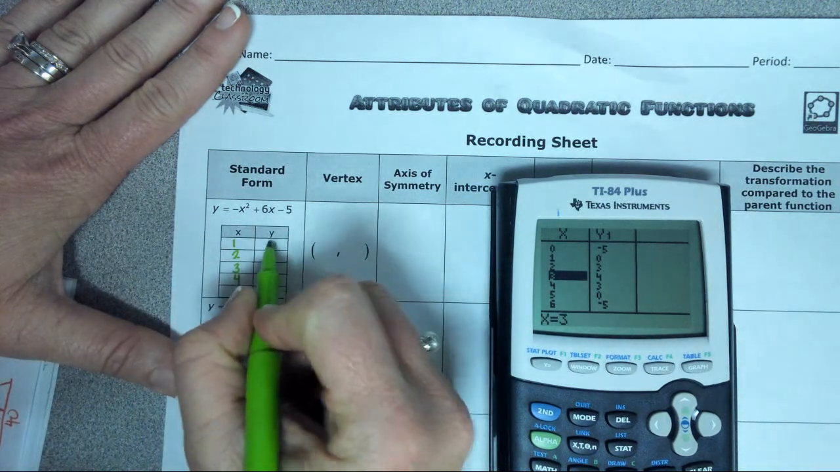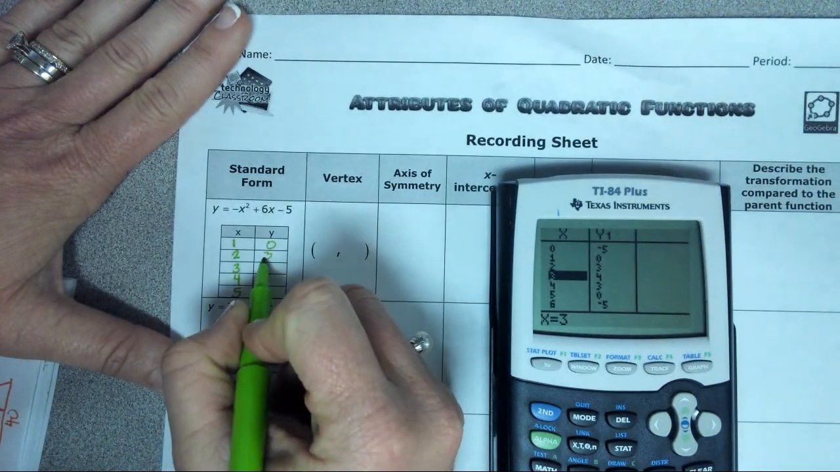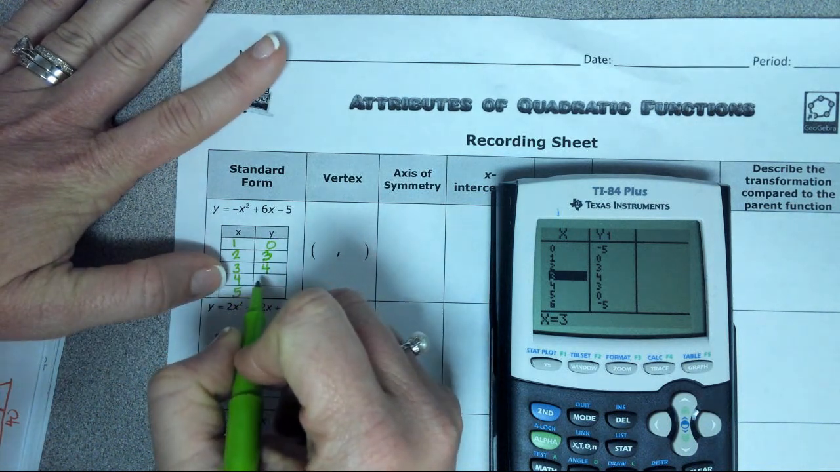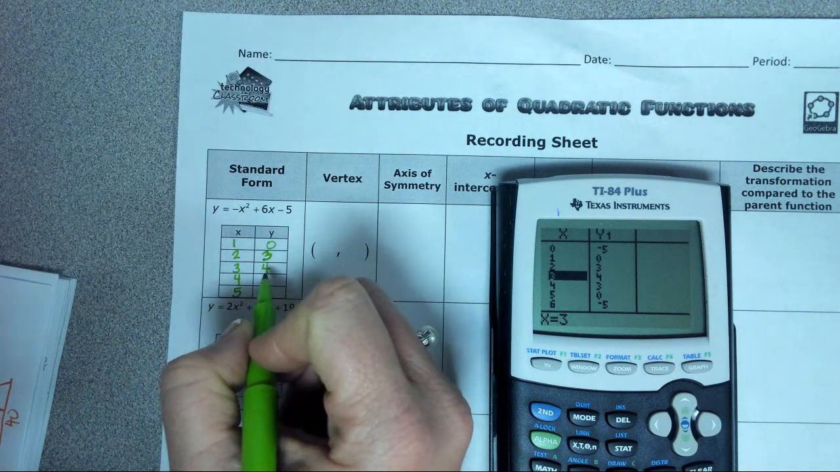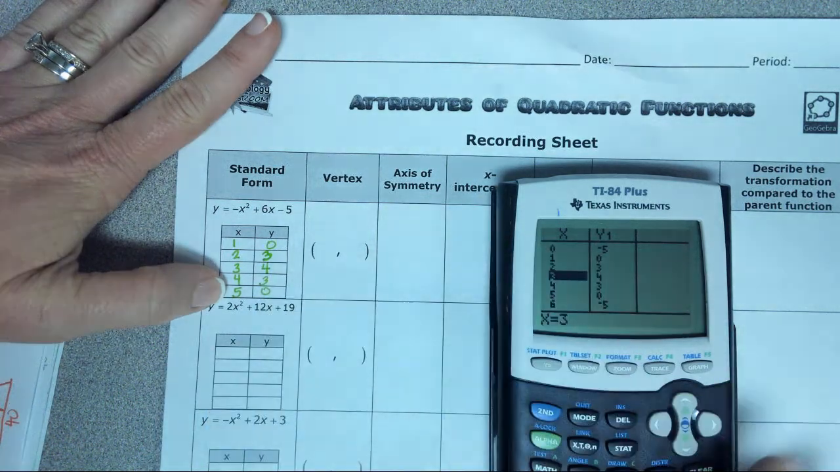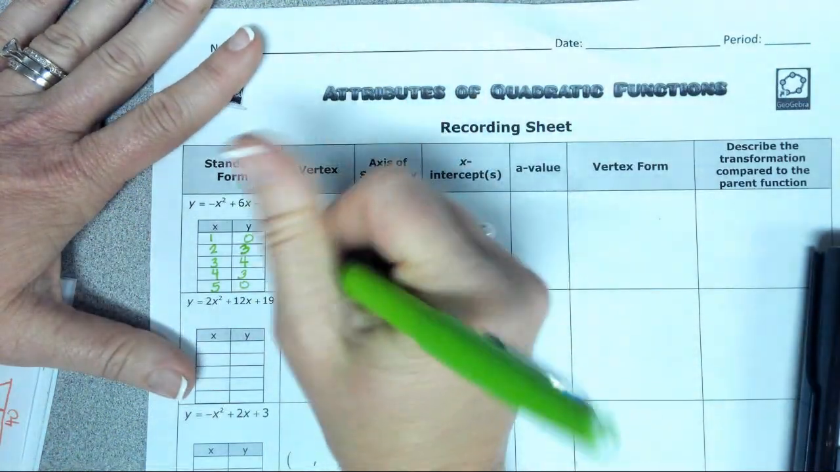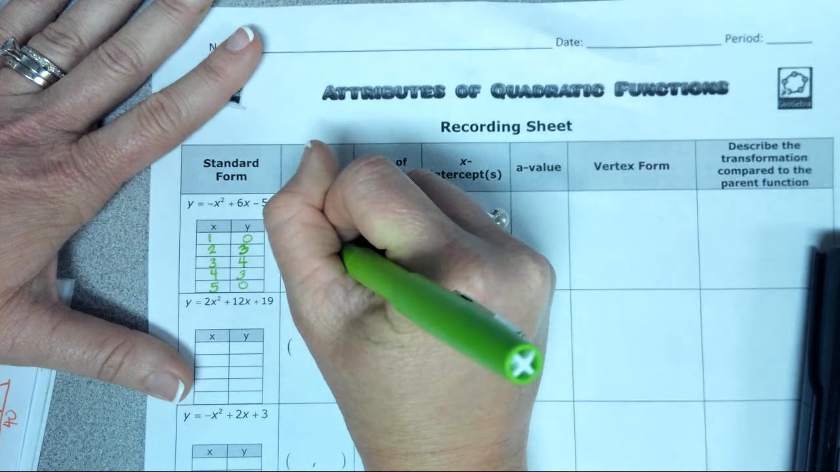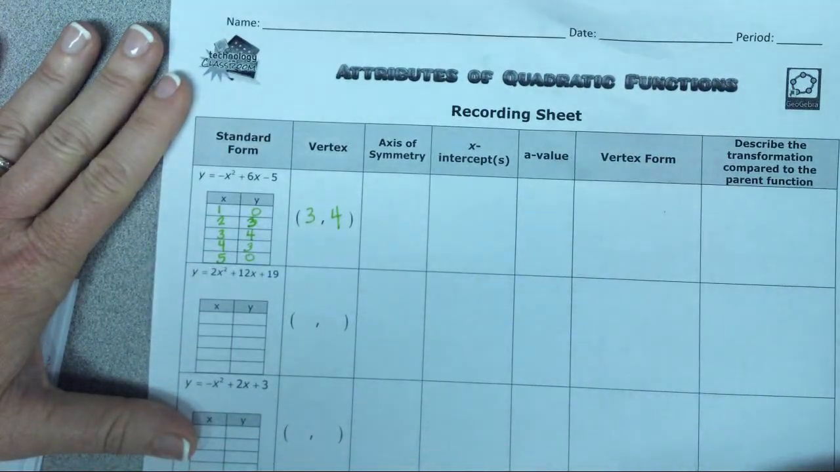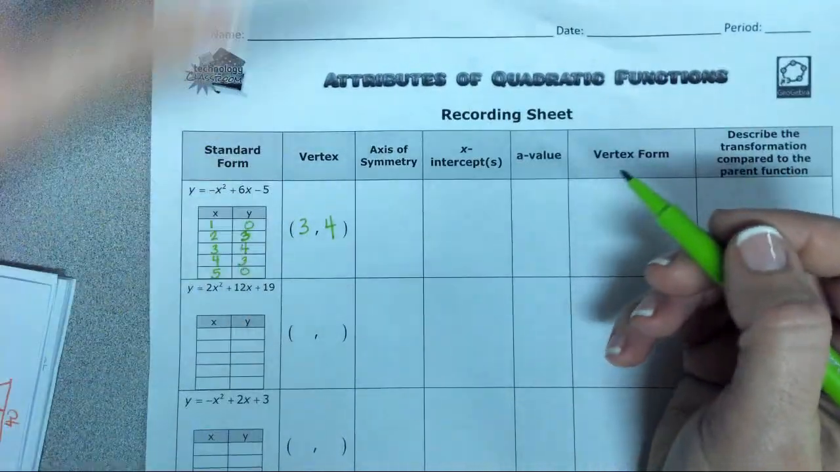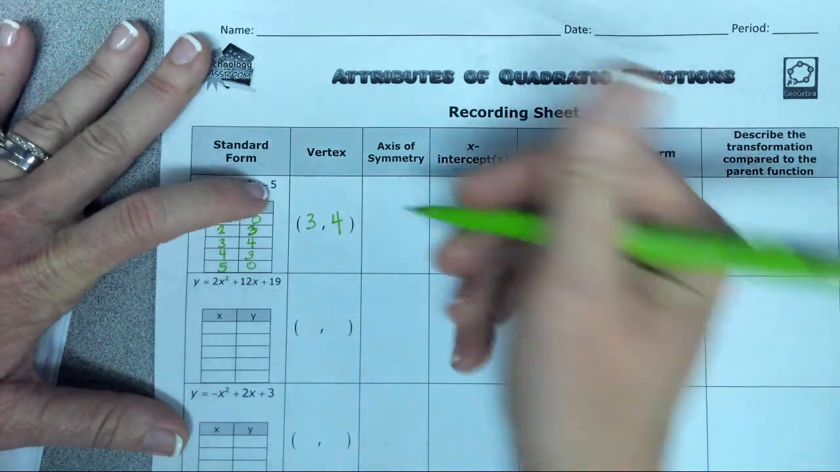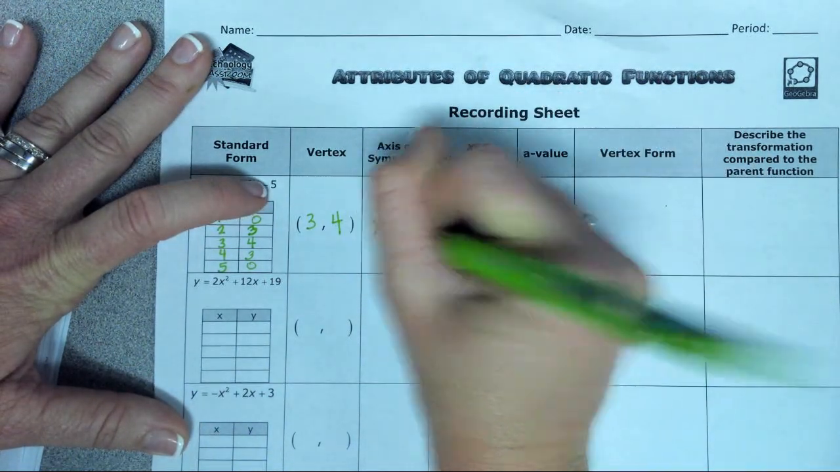When x is 1, y is 0. When x is 2, y is 3. When x is 3, y is 4. And then when x is 4, y is 3, and when x is 5, y is 0. So again, my vertex is (3, 4). And then for my axis of symmetry, I always pull my x value from my vertex, because remember, this is the one that is cutting my parabola in half. So this would be x equals 3.